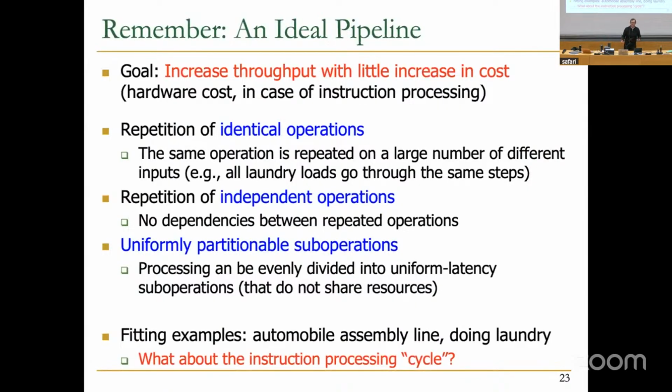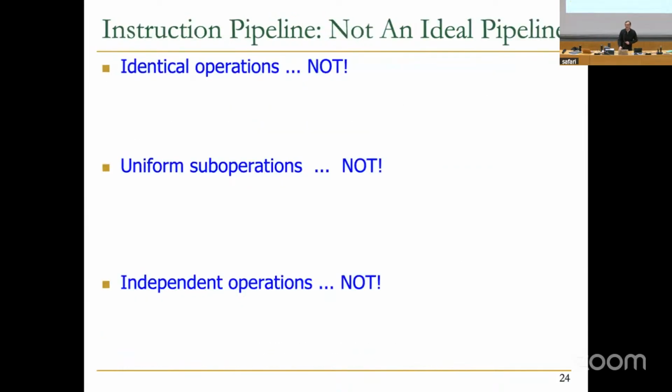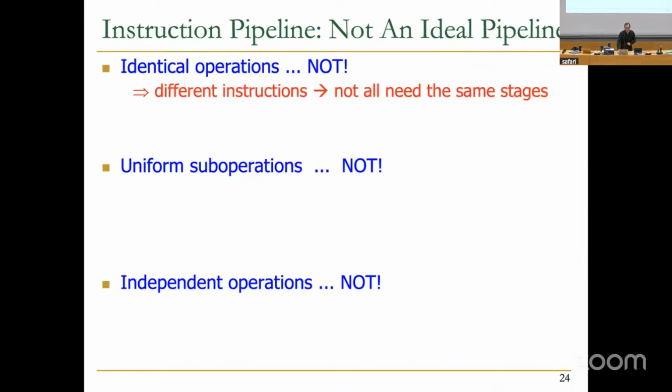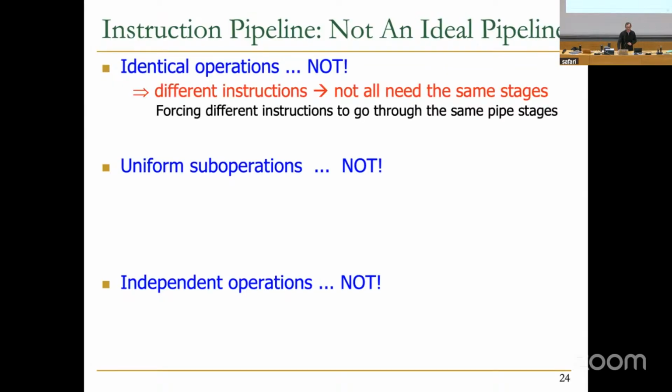Essentially, an ideal pipeline requires identical operations, same operation repeated, independent operations. There should not be an add dependent on a load, and uniformly partitionable sub-operations. Basically, you can divide everything uniformly into sub-operations. Unfortunately, an instruction pipeline violates all of these. You don't have identical operations. You have different instructions. Not all of them need the same stages. And we are forcing different instructions to go through the same pipeline stages.